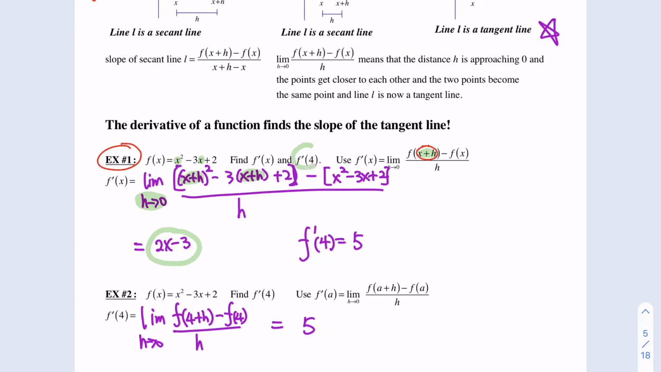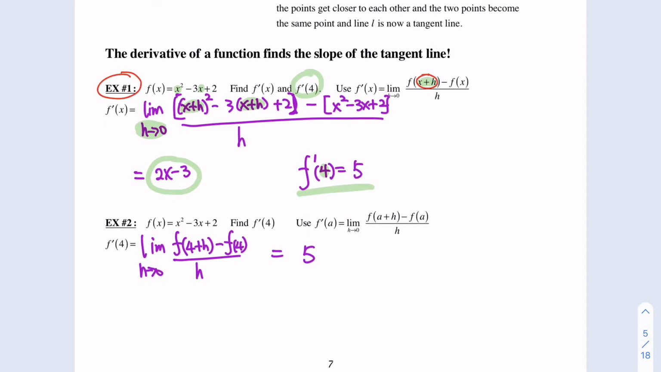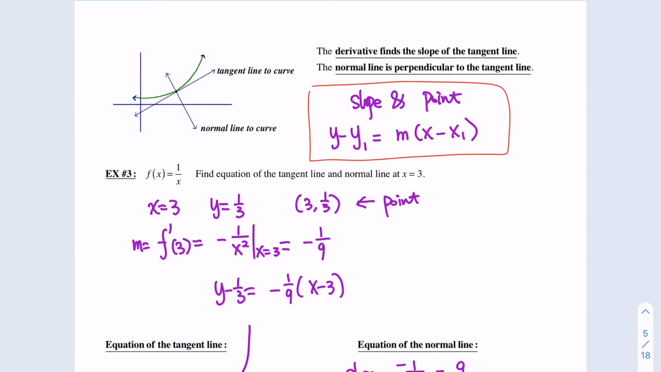So the derivative of f at 4, just plug 4 in, you get 5. And for the derivative at a point f'(a), use this definition to find f'(4). So we do f(4+h) minus f(4) over h. You see, we get the same answer. How do we find the slope and the equation of a tangent line at any single point? For the tangent line, we can write it in point-slope form. Given point (x1, y1), you take the derivative to find the slope. That's the equation of the line.